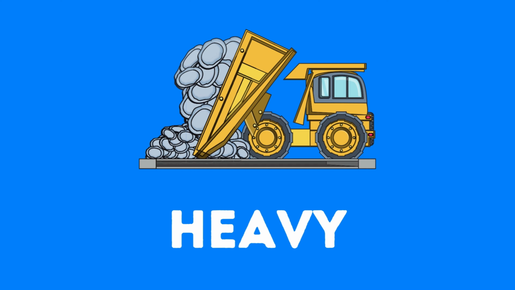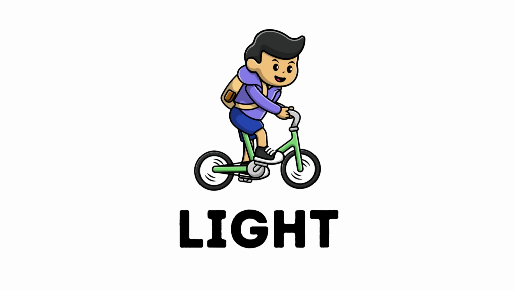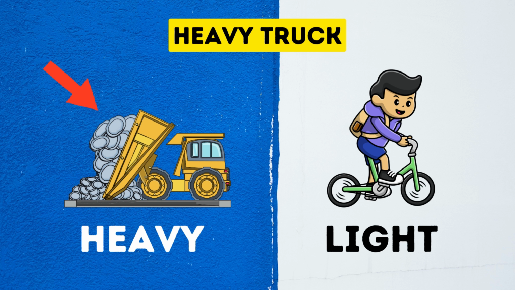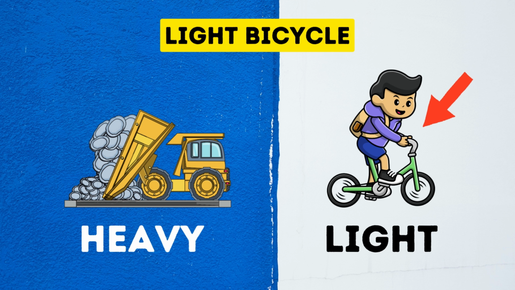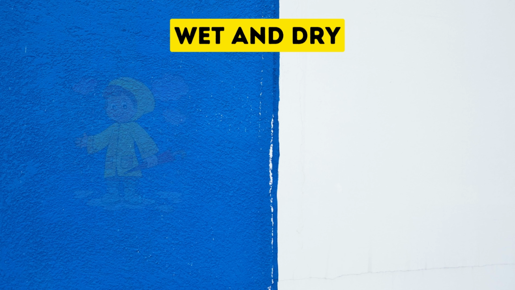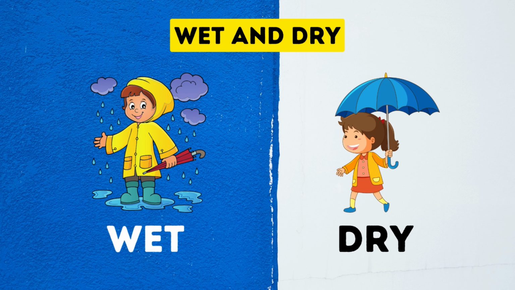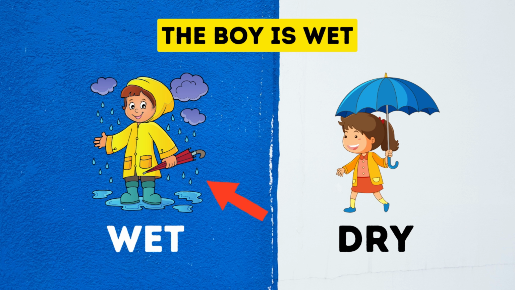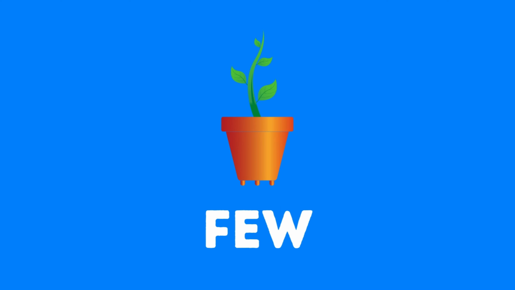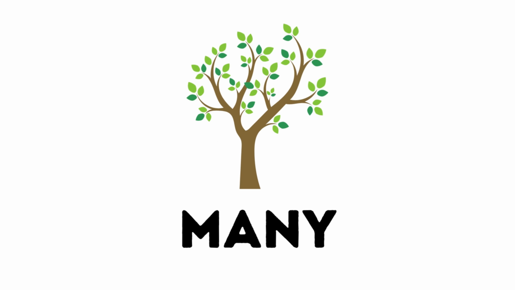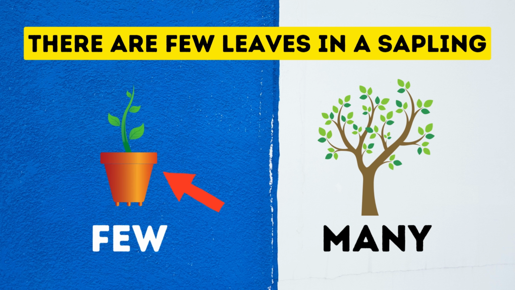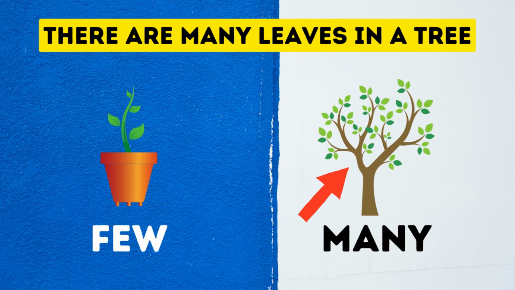Heavy, light, heavy and light. Heavy truck, light bicycle. Wet, dry, wet and dry. The boy is wet. The girl is dry. Few, many, few and many. There are few leaves in a sapling. There are many leaves in a tree.